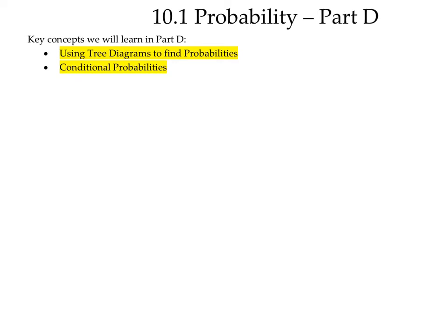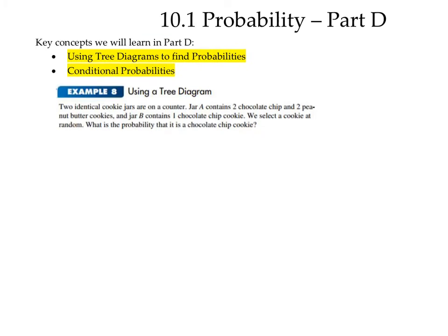Consider the following problem. Two identical cookie jars are on a counter. For the purpose of the problem, imagine you cannot see into them. Jar A contains 2 chocolate chip and 2 peanut butter cookies. Jar B contains only a single chocolate chip cookie. A jar and then a cookie are selected at random. What's the probability we wind up with a chocolate chip cookie?